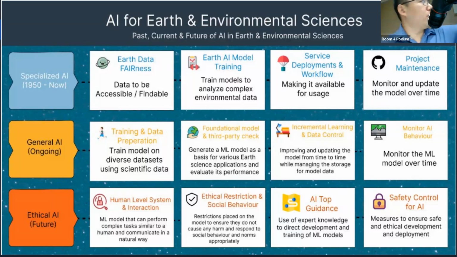And the ongoing project is general AI. I would call it general AI because they are talking about how to make AI general. ChatGPT is super popular because it can deal with all kinds of tasks. It's not specific to any specific task, but that's what we are doing right now.